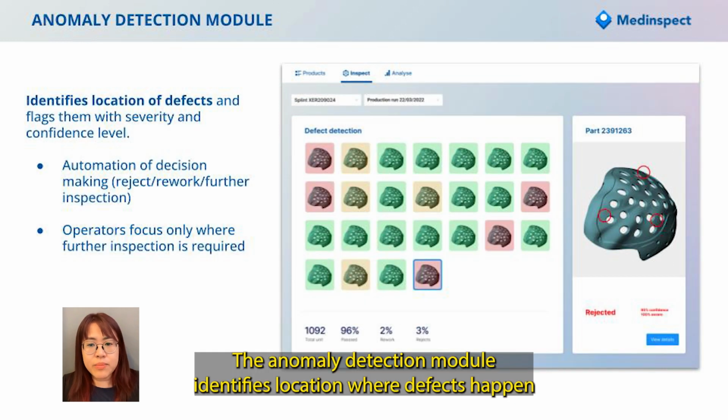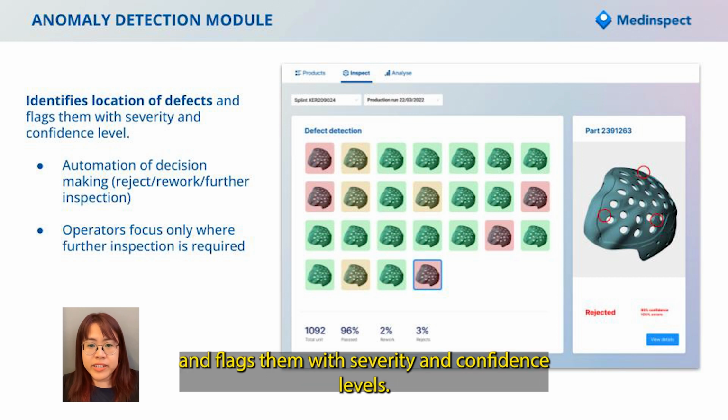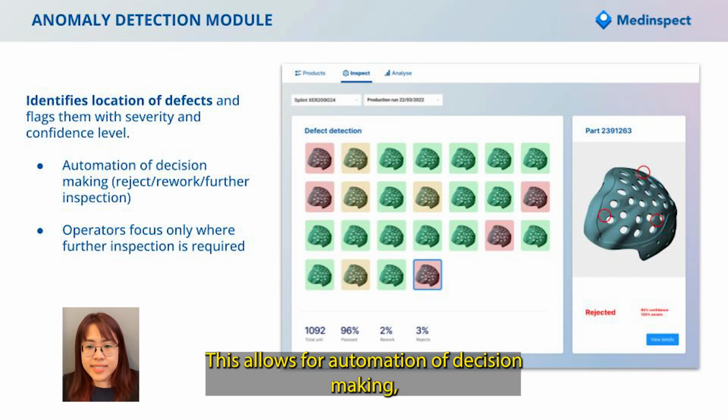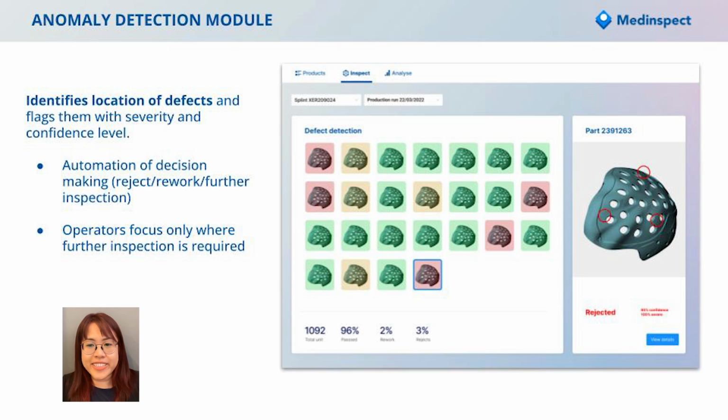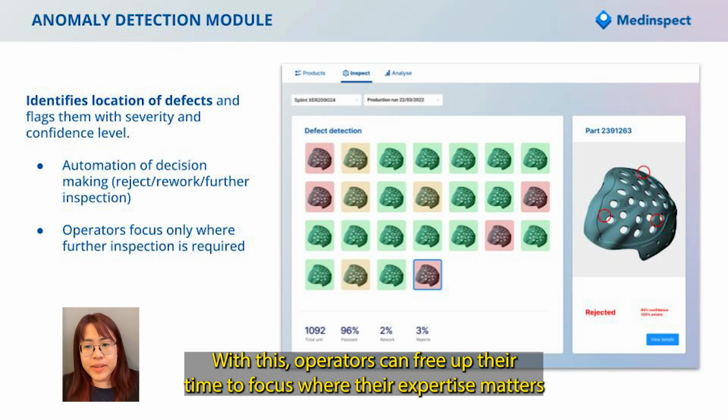The anomaly detection module identifies the location of where defects happen and flags them with severity and confidence levels. This allows for automation of decision making such as recheck, rework, or if further inspection is required. With this, operators can free up their time to focus where their expertise matters.